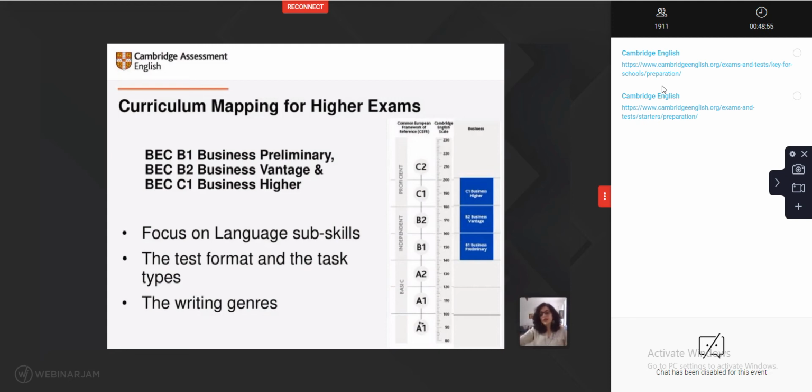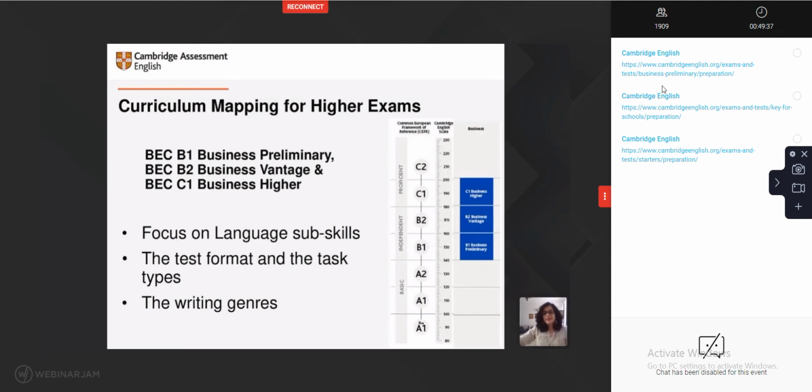Now, even when it comes to the higher exams, your approach is going to be more or less similar, but not exactly the same. So, A, you need to focus on the language subskills. Now, at the higher level, it is not very practical to focus on the vocabulary list. For business English, you can still give it a try, but for general English, it's going to be too vast. And so it's better that you focus on language subskills. That is, the subskills of speaking, the subskills of writing, those of reading, and those of listening. What are the subskills that the exam assesses?